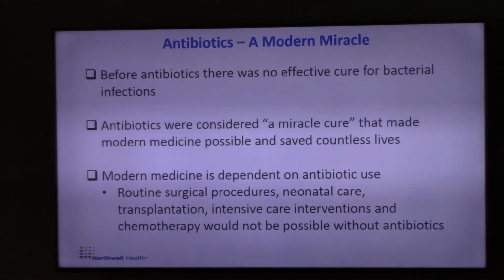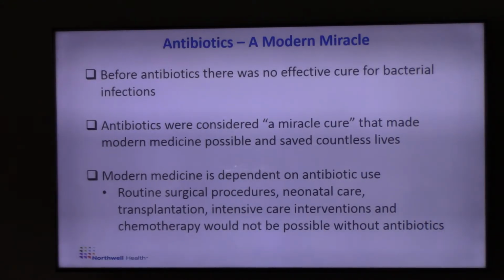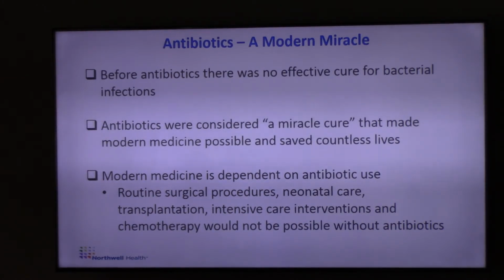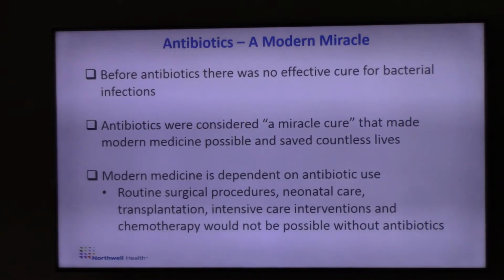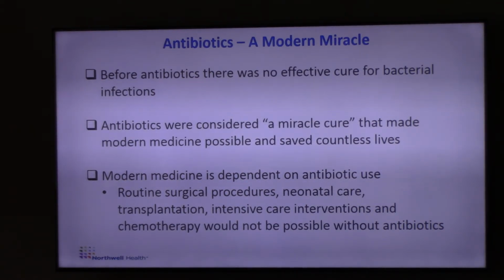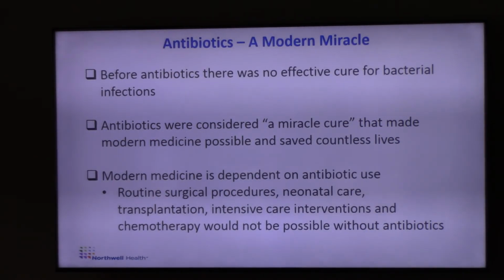Routine surgical procedures that require preoperative prophylaxis, such as intra-abdominal procedures, would not be possible because of the risk of post-op infections, which is very common if you don't give patients prophylaxis. Neonatal care, where newborns get eye treatment for infection. Transplantation patients are obviously really compromised. Chemotherapy we're able to do because patients who get neutropenic usually require either prophylactic antibiotics or, if they have neutropenic fever, treatment for possible infection. None of that would be possible if we didn't have these.